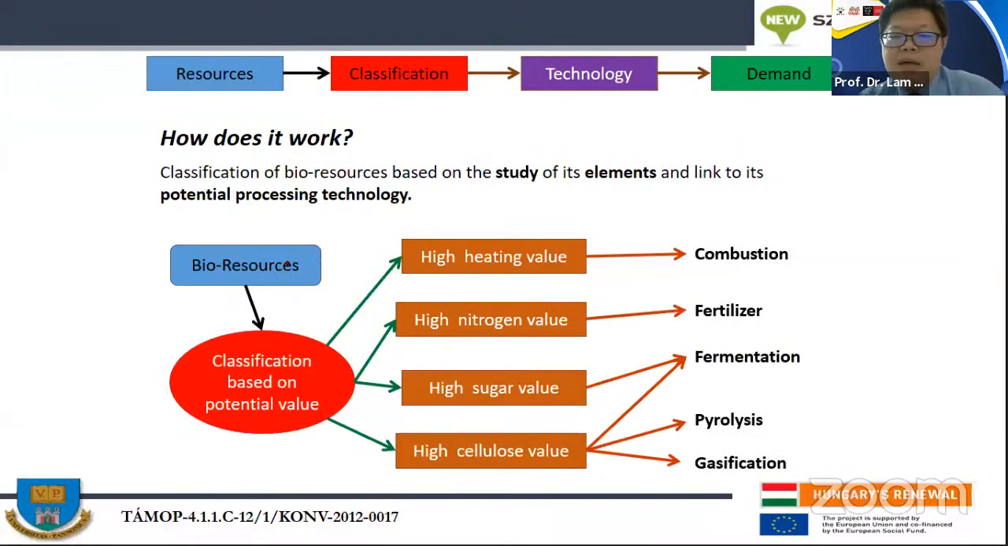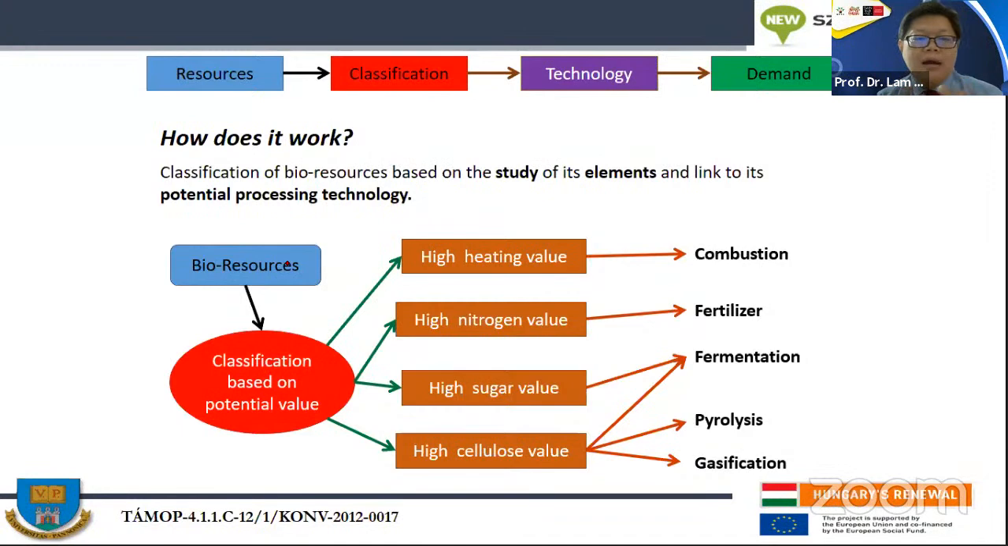Okay, for example, high heating value, most likely we will send them to the combustions. Okay, high nitrogen value, this is very important. We will make it become a good fertilizer. Okay, if this biomass is high sugar value, then we will send it to the fermentations. If this biomass is high cellulose value, then we will use it for gasification and the pyrolysis.